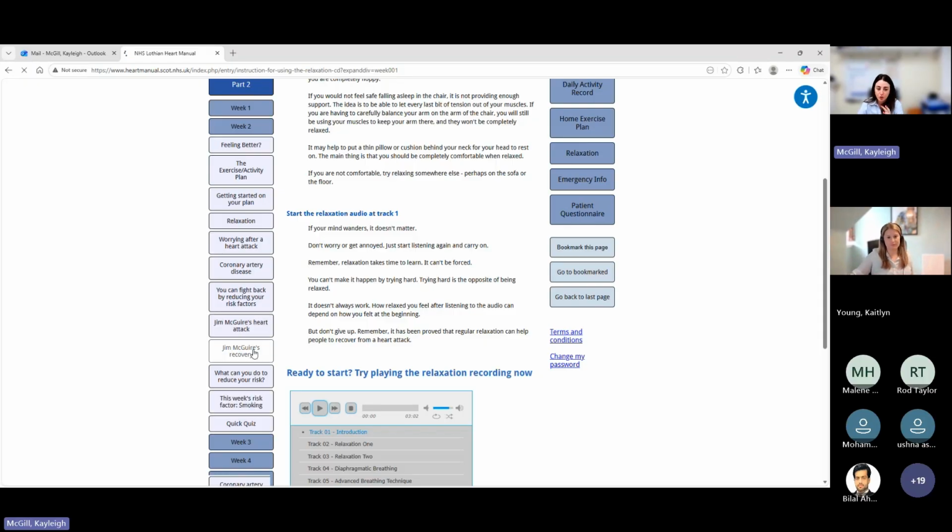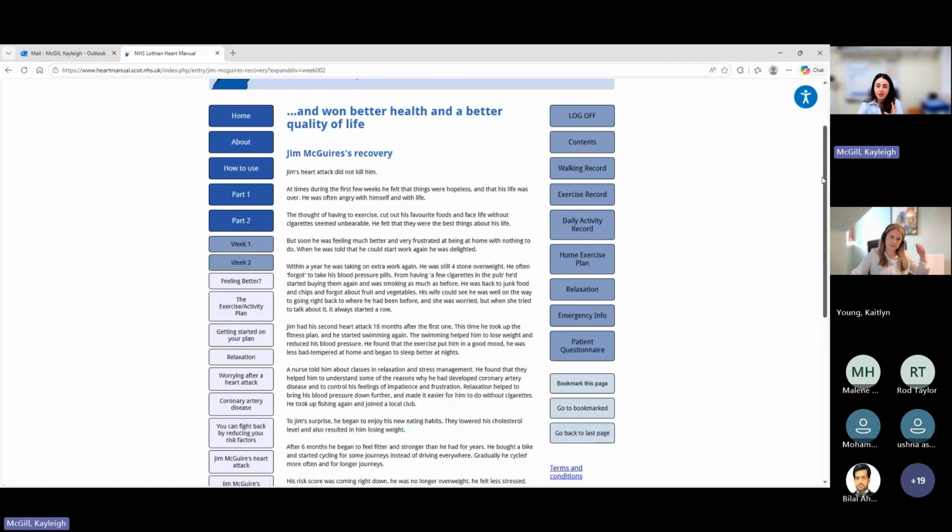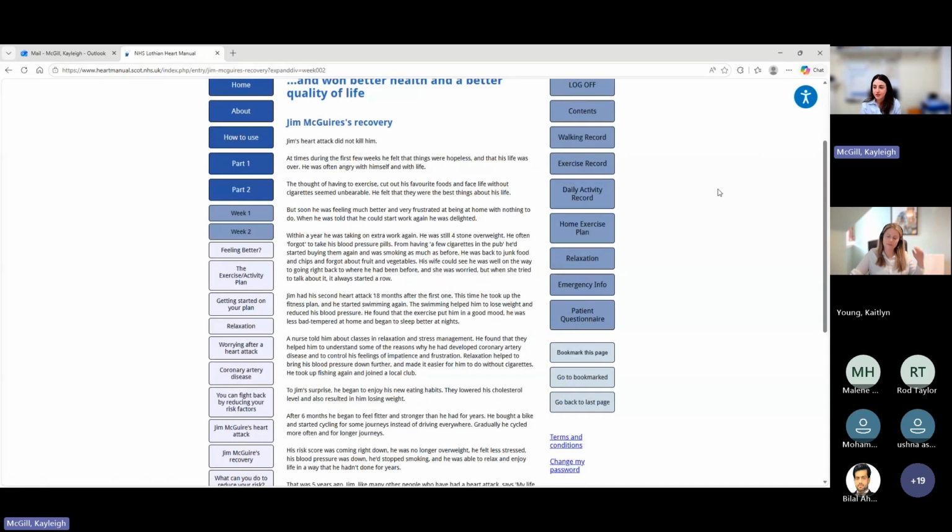In week 2, patients can also access this really nice case study, which provides an example of a patient who's in a similar situation to patients and really highlights how a patient has used all of the key guidance and resources provided by the programme to support their own recovery. And this is just a nice way of building that peer support and confidence in how the programme has helped support another patient's recovery.